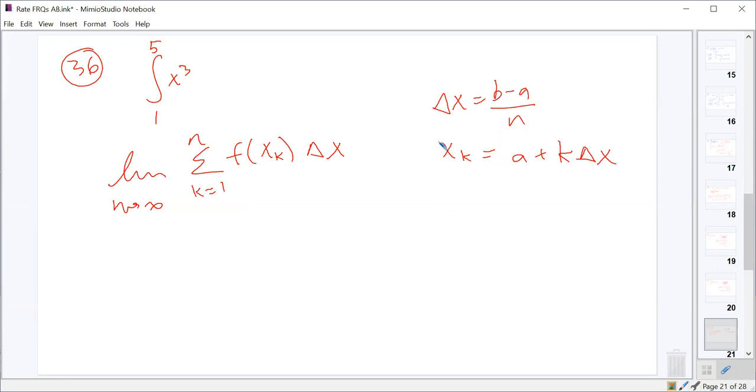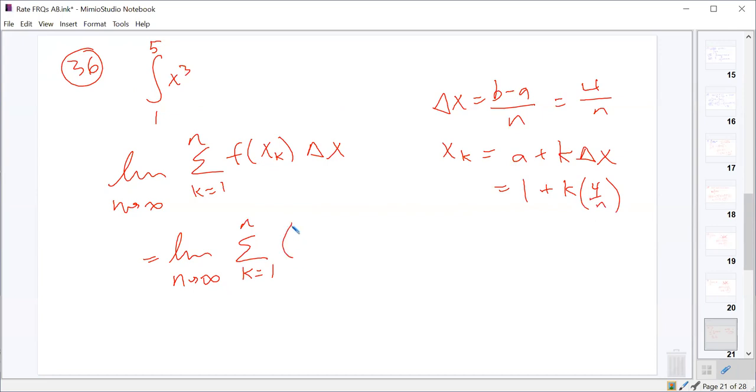And then this is the height, the x value that we go over to plug into our function to find the height of each of the rectangles. So width of the rectangles times height of the rectangles. So we should end up with the limit as n approaches infinity of the sum from k equals 1 to n of f of x sub k. So that'd be x sub k is 1 plus k times delta x, and delta x is b minus a over n, which is 4 over n. So this should be k times 4 over n.